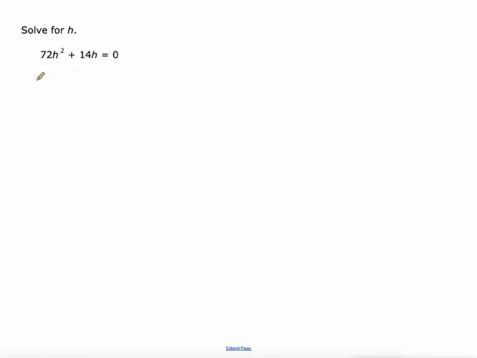So these two terms here in this equation do have a common factor. They are both divisible by 2 and h. So we're going to factor that 2h out of this expression. It's going to leave us with 36h plus 7. All right, so there's an equivalent equation. Now we can use the zero product property, now that we have this in factored form, to solve the equation.